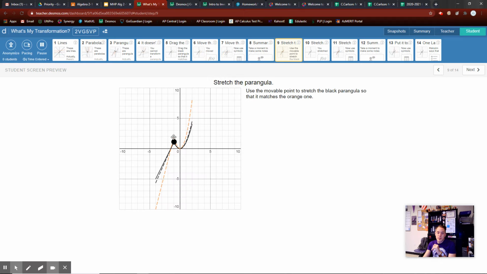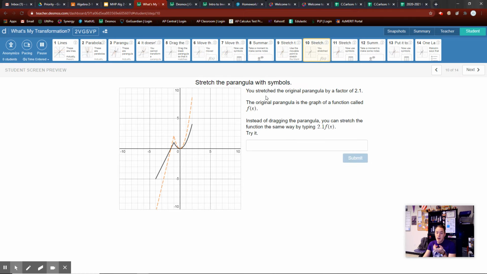And now what we're going to be doing is stretching. This is the stretching thing. I love this. Okay? So I'm going to try to get it really, really close to it. That looks pretty good right there. Oh, I was a little off. Boom. Okay, so that is stretching the parangula.